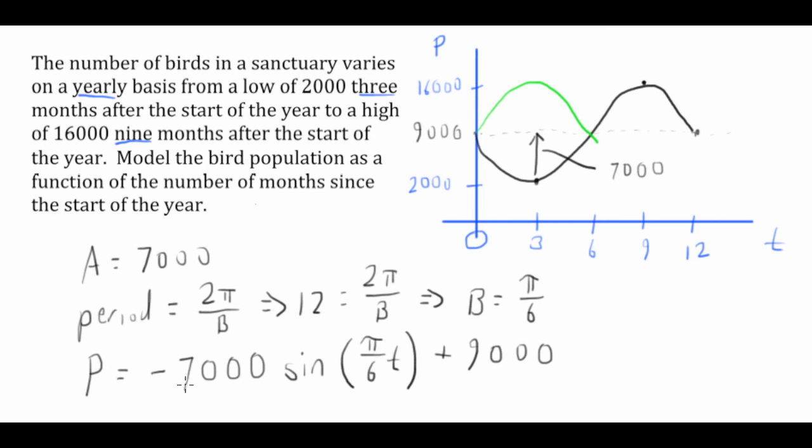So let's just review where everything comes from. We started with our graph. The distance between a peak and the midline, or a valley and the midline, gave us our A. That's the amplitude. One full oscillation was 12 months, so 12 equals 2 pi over b, b equals pi over 6. I look at this and I go, it looks like a negative sine graph, so that's why I've got the minus and the sine, but I have to shift it up 9,000, and that's where the 9,000 comes from. And you can now check if you actually plot this on a graphing calculator or on Maple, you should get a graph that looks like that.